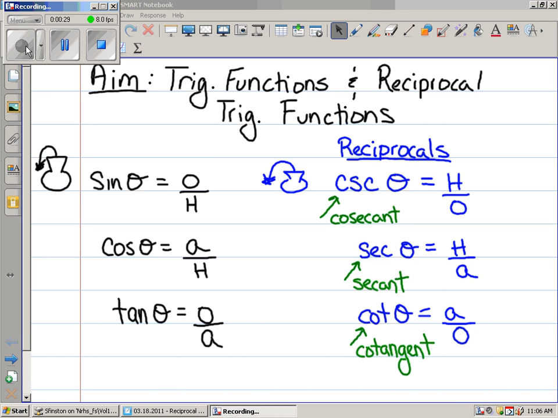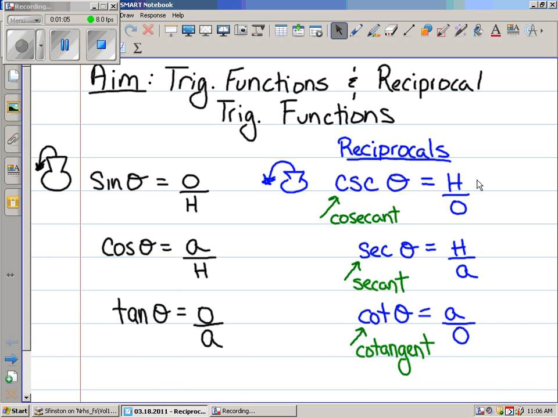Good. So here's the deal. Reciprocal trig functions are, here are the normal ones, sine, cos, and tan. And then we got the reciprocals, and they have some funny names. Cosecant, secant, cotangent. The reciprocal of sine is cosecant, and since sine is opposite over hypotenuse, cosecant is hypotenuse over opposite. That's it. That's all we're doing today. Reciprocals, flip, okay?